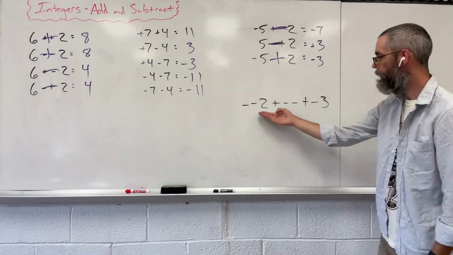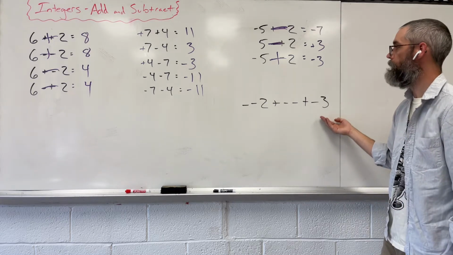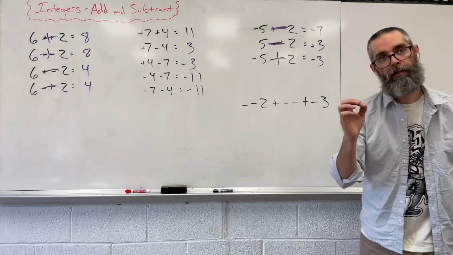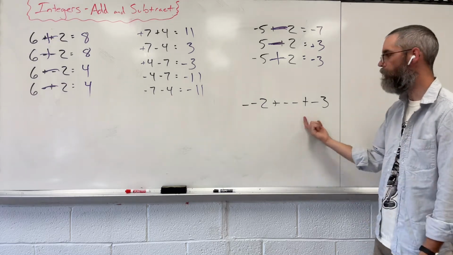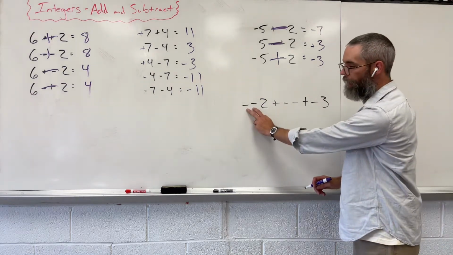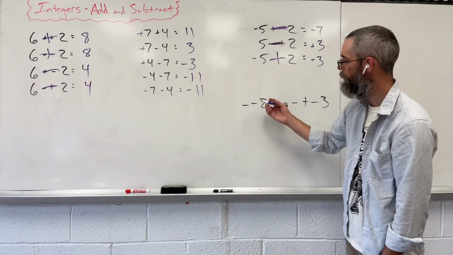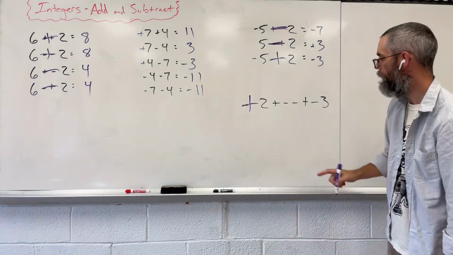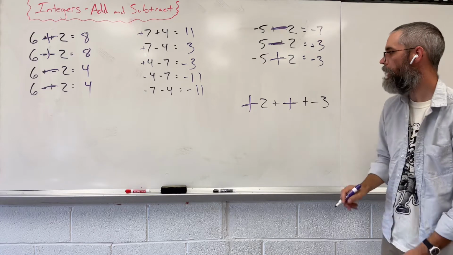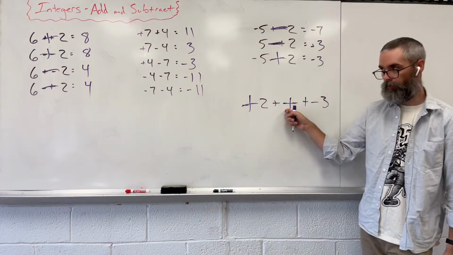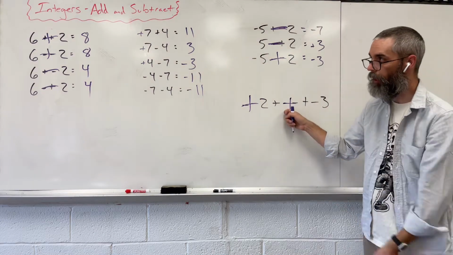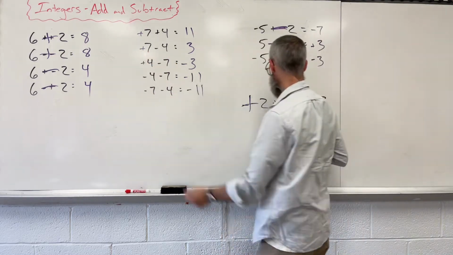Okay, now what about this atrocity? Well, it's really a simple problem. We just need to make it look a little nicer. We have a negative, negative. Two negatives next to each other make a plus sign. If I have a positive and a positive next to each other, that's still a plus sign, like in the very, very first one up here.